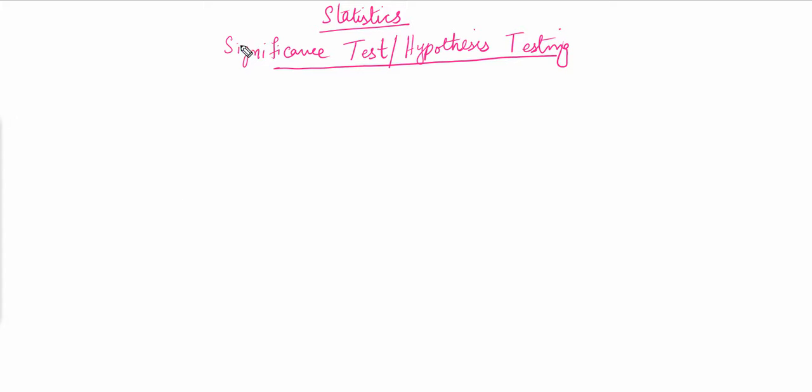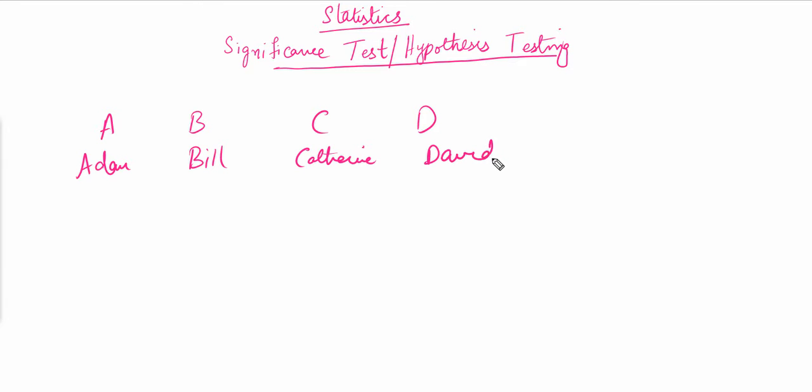So let's suppose there are 4 siblings, A, B, C and D. You can say A for Adam, Bill and Catherine and David. So these are the 4 siblings. They have to wash the dishes. The parents have said to them that one of the siblings has to wash the dishes every night.